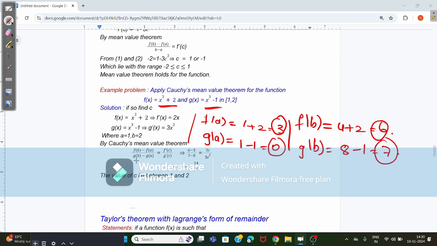f of b minus f of a by g of b minus g of a equals f dash of c by g dash of c. Means here 6 minus 3 by 7 minus 0 is equal to, substitute in this value, f dash of c means 2c, and g dash of c is 3c square. So 3 by 7 equals 2c by 3c square, so c is equal to 14 by 9. This is the required answer. So c lies between 1 and 2. So this is the Cauchy's mean value theorem problem.